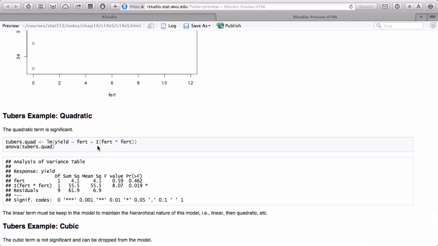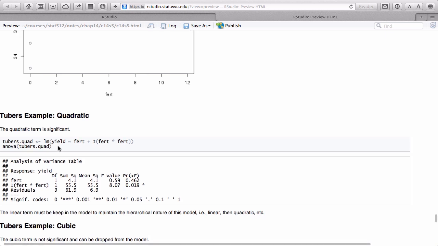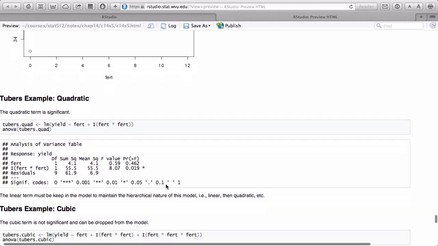I actually want the squared fertilizer values. You have to put that I, which I think means the identity function, to protect it so that it becomes arithmetic multiplication, not a model symbol asterisk. So the asterisk here will mean arithmetic multiplication. You have to put that I, and I'm going to fit a quadratic. That's tubus.quadratic, so it fits the linear and the quadratic term. Now notice what happens.